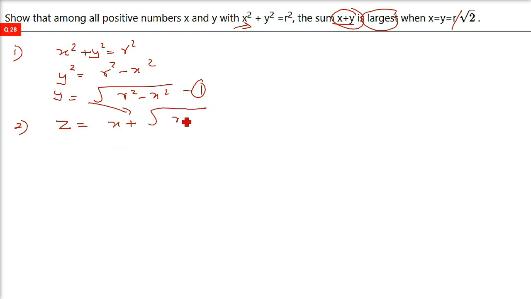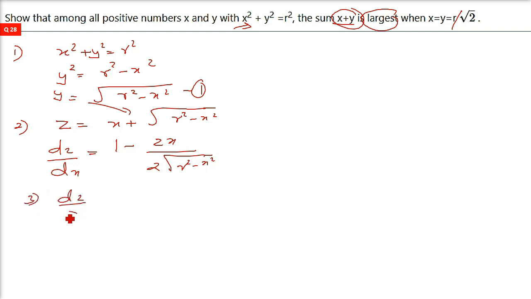Now this x plus y, in place of y I am writing under root r square minus x square. So this dz by dx, I am now differentiating it, and since we are differentiating with respect to x, the differentiation of x will be 1. The under root r square minus x square will give minus 2x divided by twice under root r square minus x square. Next thing is equating this to 0. dz by dx has to be equated to 0. When you equate it to 0, this 1 will be equal to 2x by 2 under root r square minus x square. 2 will get cancelled.